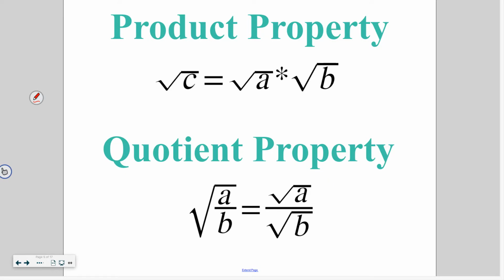Product property. So you can break a square root into the product of two factors. So just like I can say 8 is equal to 2 times 4, I can also say that the square root of 8 is equal to the square root of 2 times the square root of 4. So just like we have that value, we can break it up into different square roots. Same thing happens with the quotient. You could take the quotient and split it up into the square root of the top over the square root of the bottom. This is going to be helpful for us when we are simplifying.